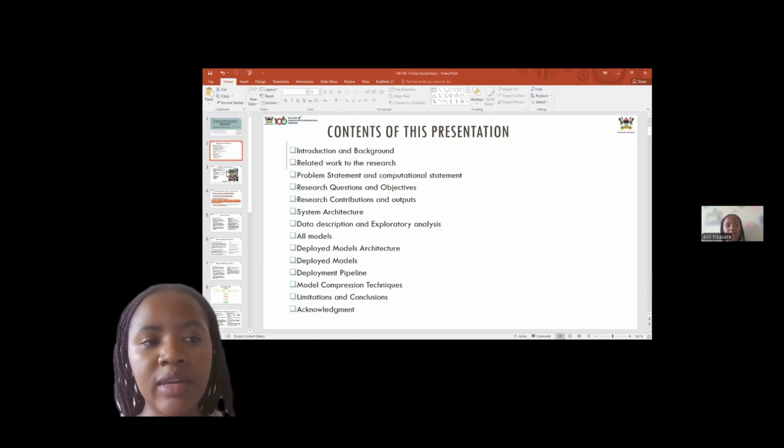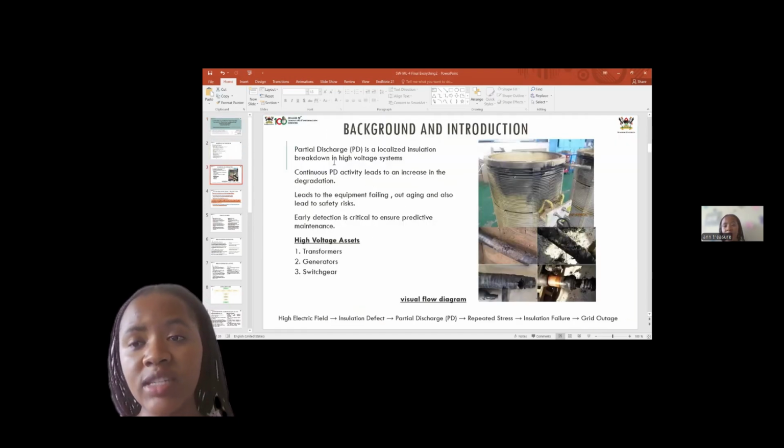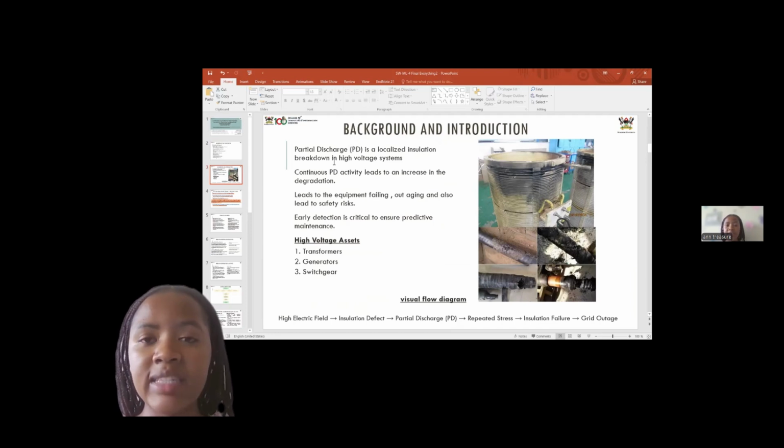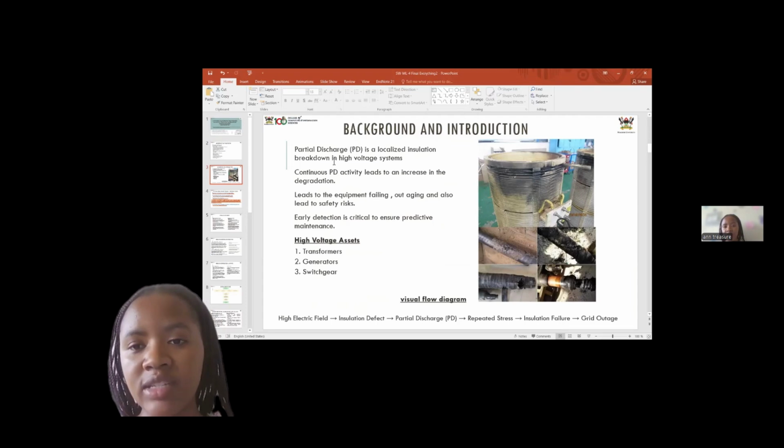We shall begin with a simple introduction to partial discharge. Partial discharge is a localized insulation breakdown in high voltage systems. This occurs due to a small spark that can lead to the breakdown of insulation. And once this insulation breaks down, it can lead to hazards such as fires and also safety concerns.